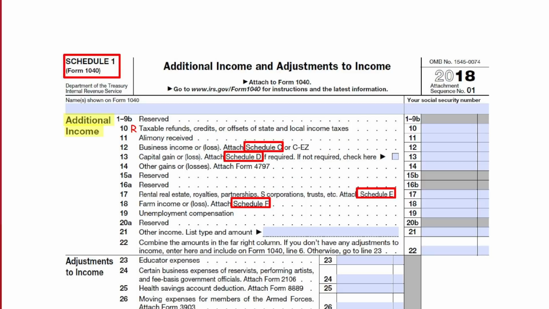Line number 19, unemployment compensation, right? U. SIR YOU, and the O of OWE is there on line 21. Other income, right there, O.